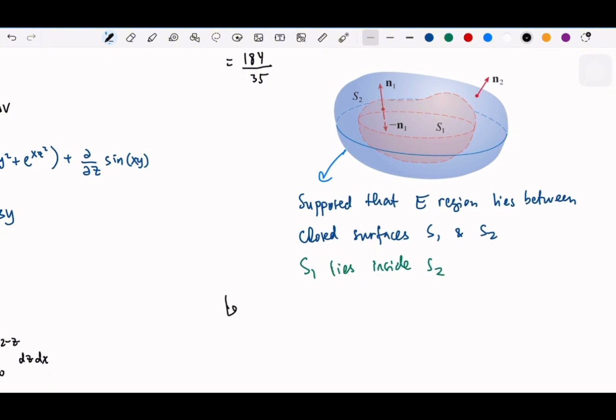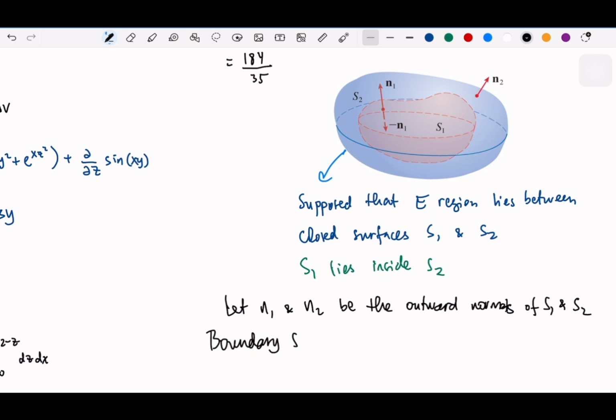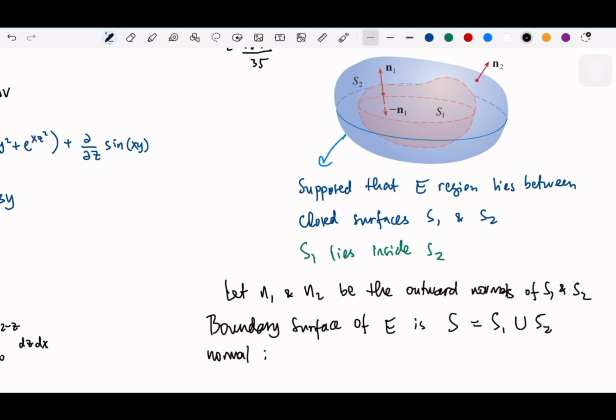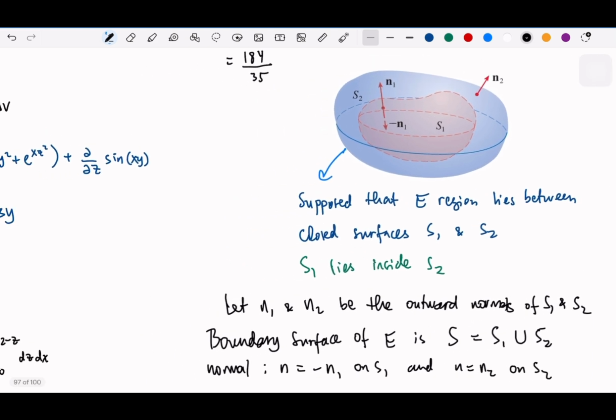So let N1 and N2 be the outward normals of S1 and S2. Then the boundary surface of E, we define this, S will be S1 union S2. And the normal will be N, which is equal to negative N1 on S1, okay? And N will be equal to N2 on S2. As we see from the picture, it gives some descriptions.